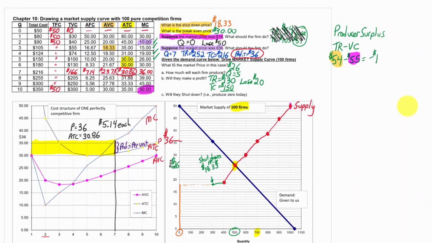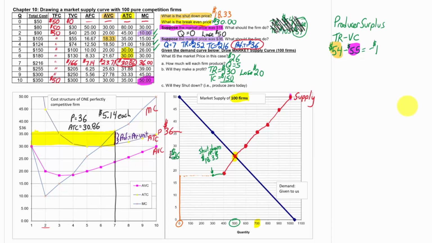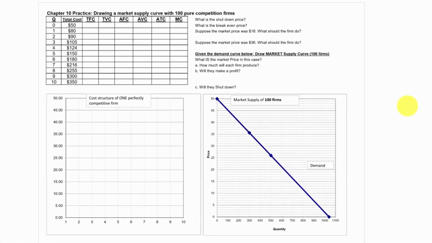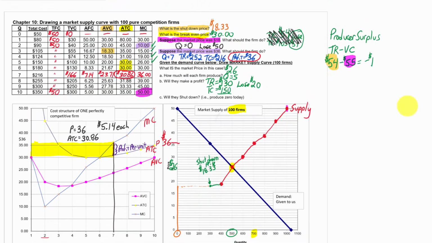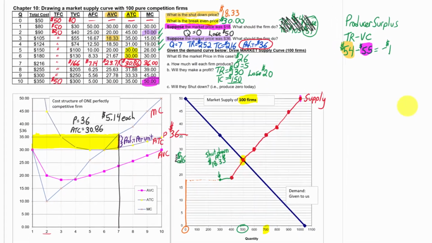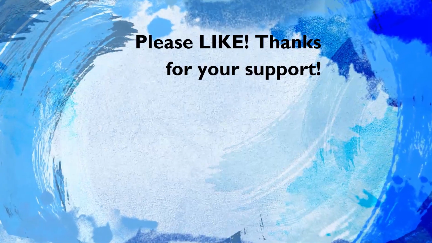So make sure that you practice this, that you sit down and on this blank version, you are able to go through and do all of this, and you can explain it all to yourself, and you understand what you're doing. And as always, if you have any questions, please don't hesitate to ask. I'll be happy to try to clarify anything.